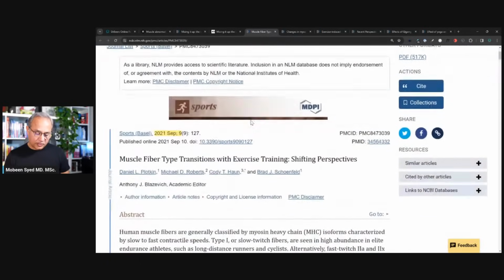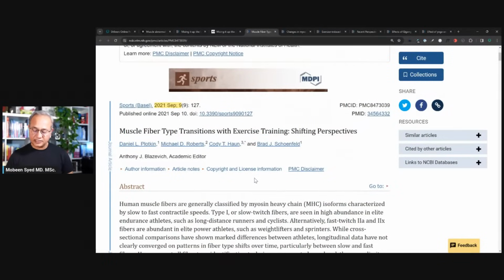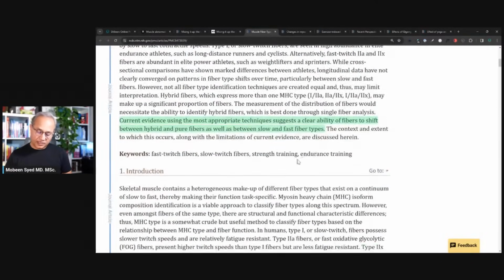So then I want to go to this one. This is muscle fiber type transition with exercise, training, shifting perspective. Current evidence using the most appropriate techniques suggests a clear ability of fibers to shift between hybrid and pure fibers, as well as between slow and fast fibers. If you had to take away one message, what kind of fibers do we want more in the long COVID patients who have this pathology of muscle fiber density change? We want more slow, oxidative, less fatigable fibers. And what have we ended up with? We have ended up with fast, glycolytic, easily fatigable fibers.